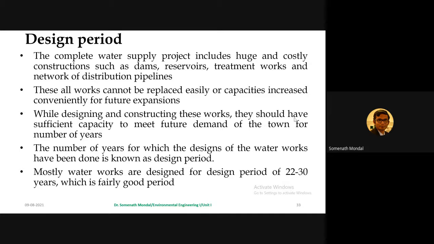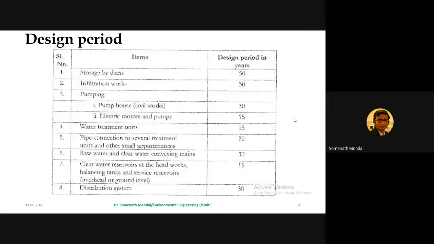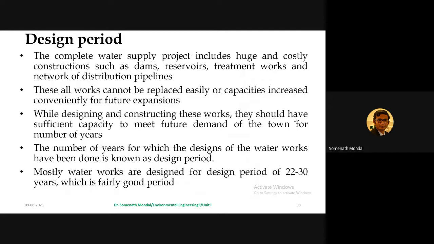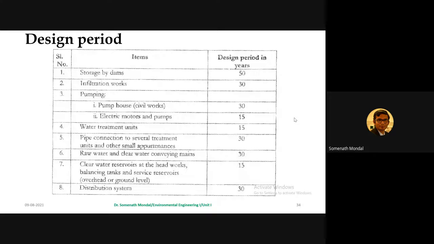So the number of years for which the designs of the water works have been done is known as design period. And mostly in waterworks, most of the components would have a design period of 22 to 30 years. That is a significant period, because within 3 decades you may have a huge change in the population. That is why it is important to consider the design period as a very important factor before you talk about execution of a water supply project.